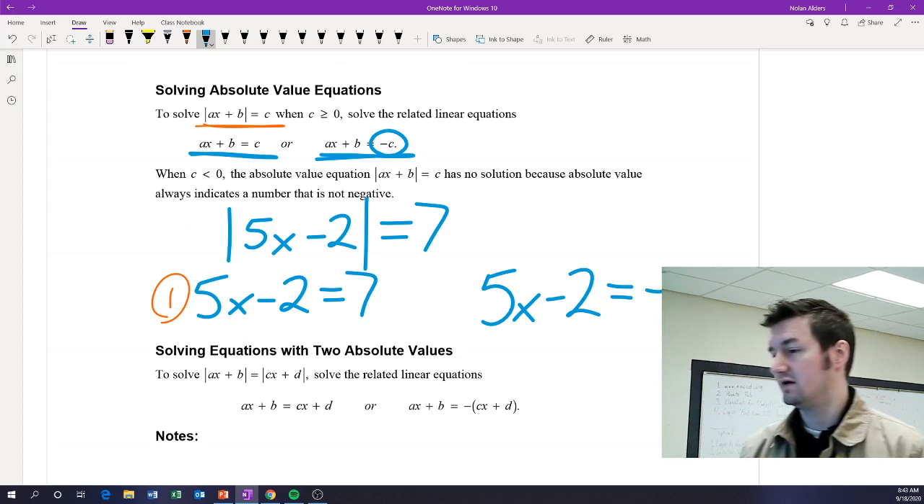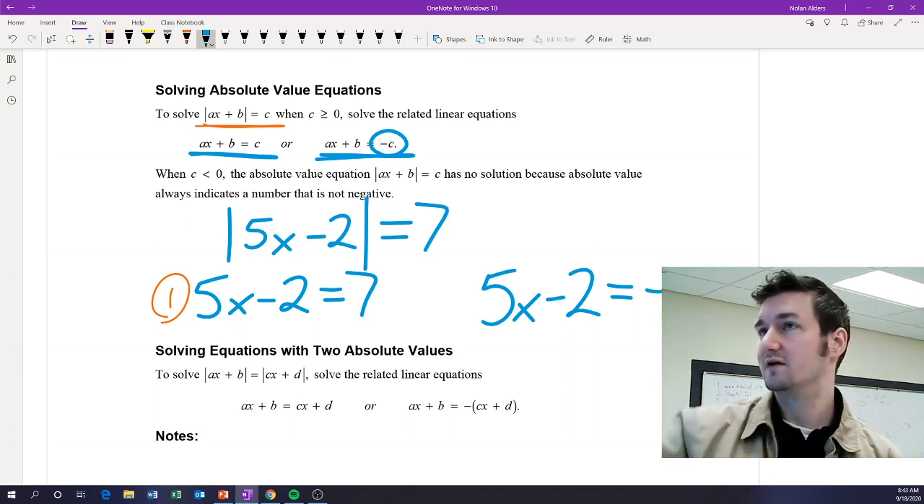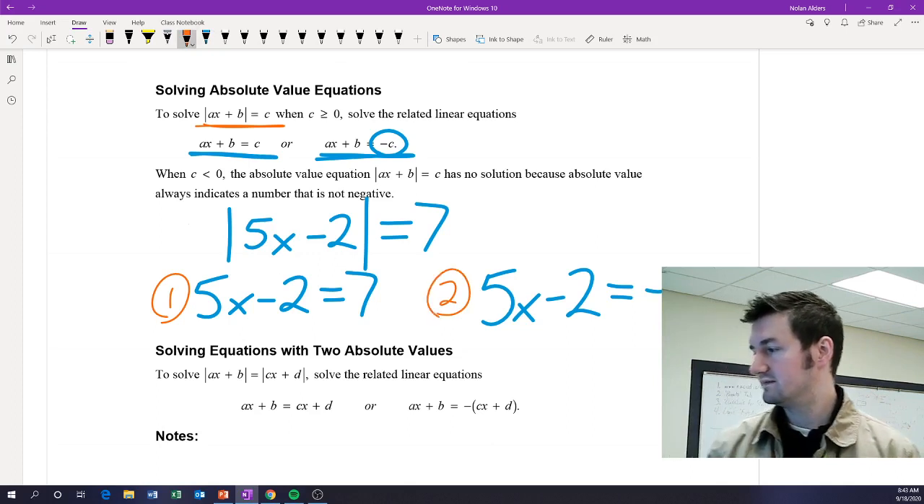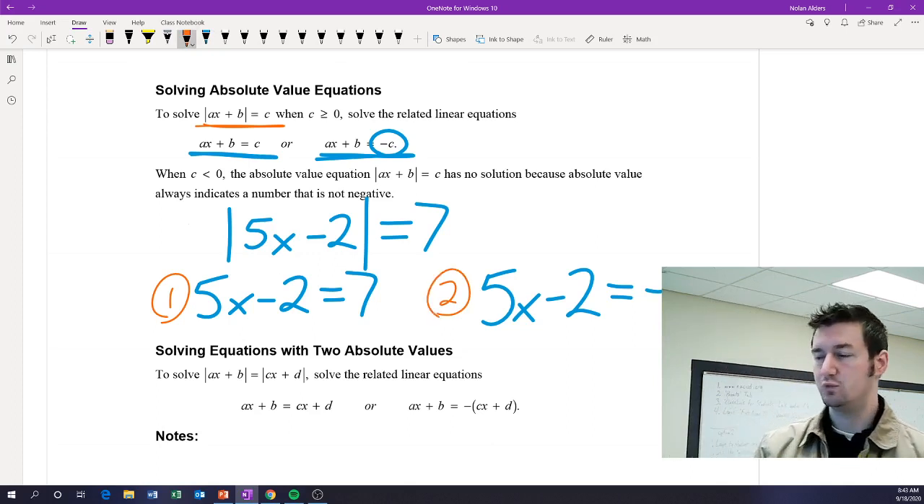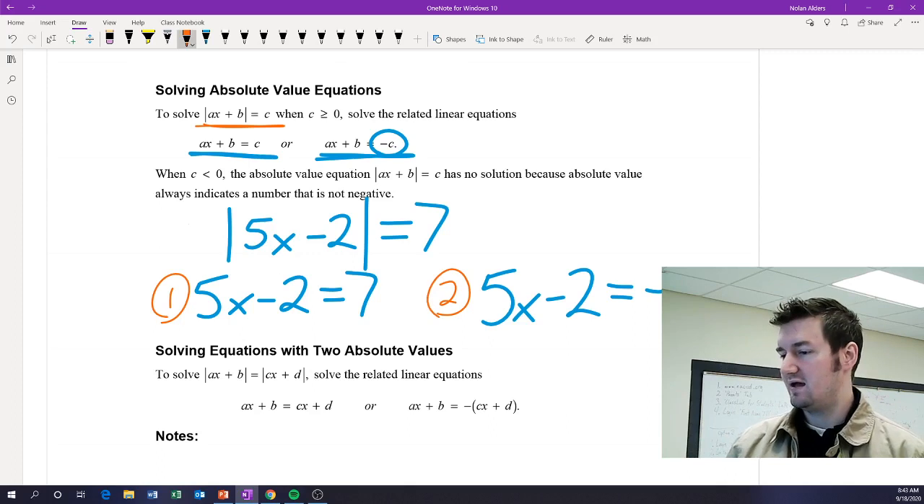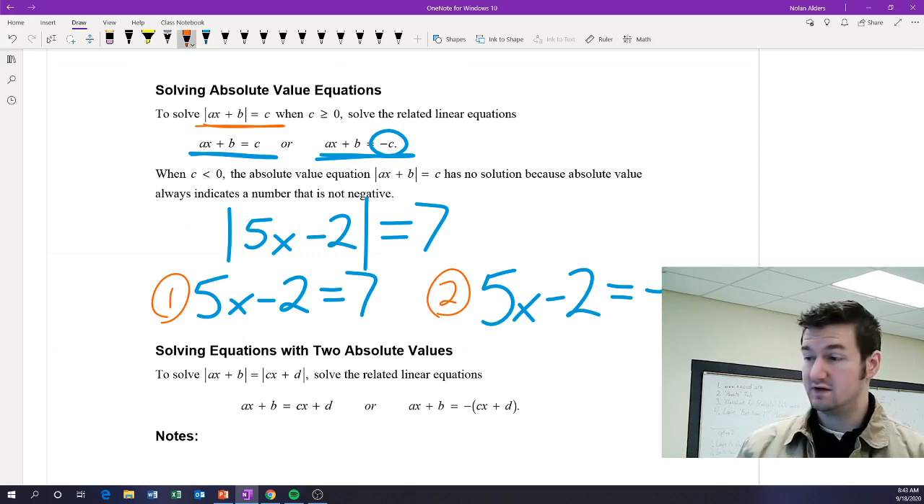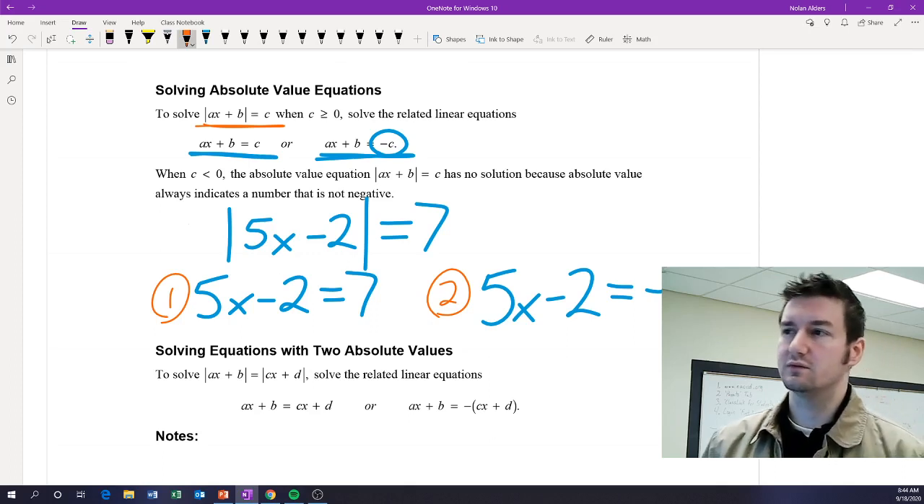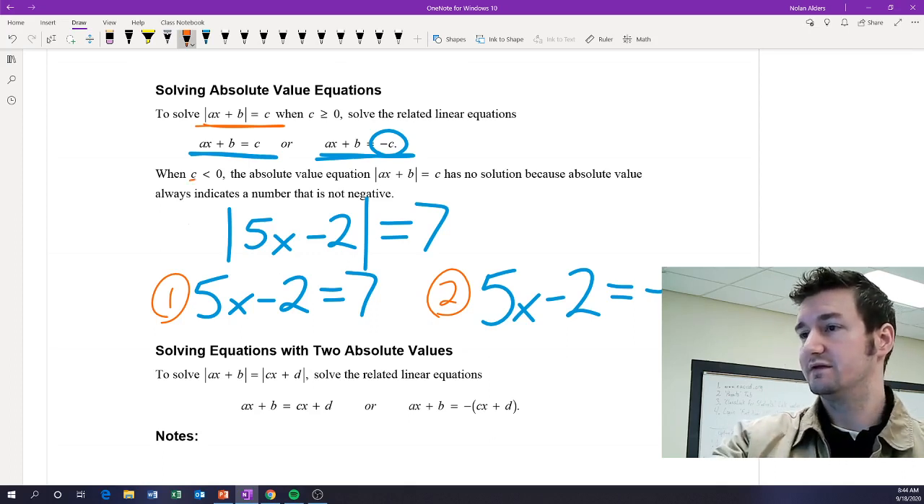All right, so see the difference there? So we would split that absolute value equation into two separate equations, equation 1 and equation 2. And then we would solve those equations. So we would potentially get two answers here. Now, notice this one specific thing.